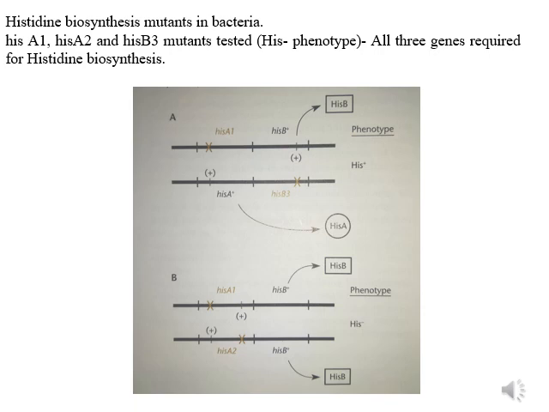But in the second case, since the mutation is on the same gene, the his A1 and the his A2 gene products are not formed and the pathway cannot be completed in the absence of the his A gene product. So the phenotype is a mutant phenotype, that is his minus. So this is the example in case of a bacteria.